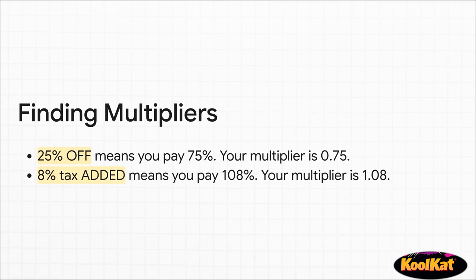Now for the tax. Tax gets added on. You're paying 100% of the price plus another 8%. So you're paying 108% total. As a decimal, that's 1.08. See that? It totally changes how you look at the problem.